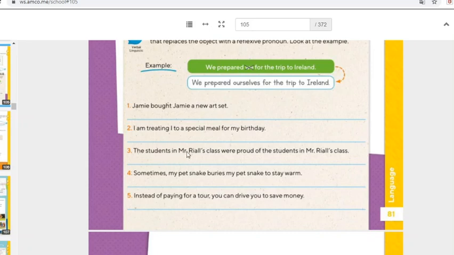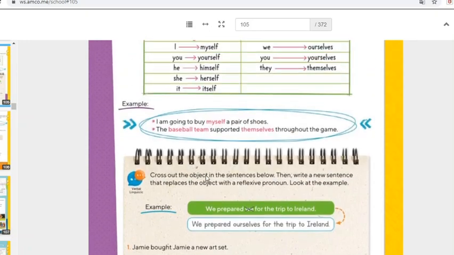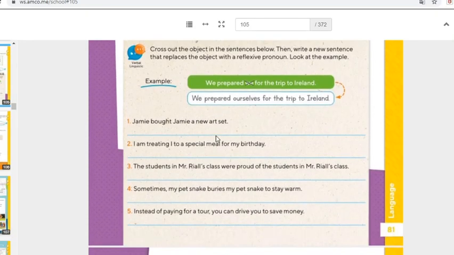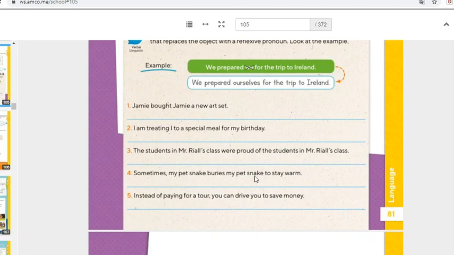The students in Mr. Reala's class were proud of the students in Miss Reali's class. So here, the students, the students. What is the students? This is plural, a lot of people. Sometimes my pet snake buries my pet snake to stay warm. My pet snake. This is an animal. Remember about the animal? Which one do you use? It, so itself. So my pet snake buries itself to stay warm. I already gave you one answer. Number 5, instead of paying for a tour, you can drive you to save money. You can drive you. No, you.